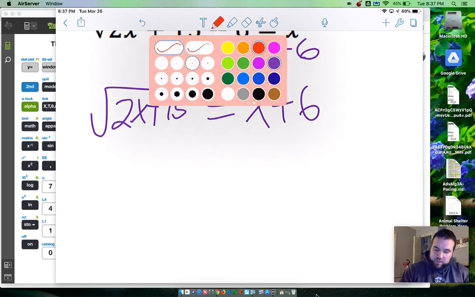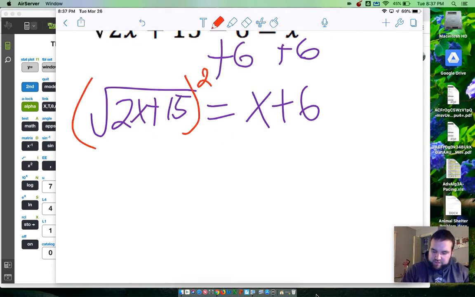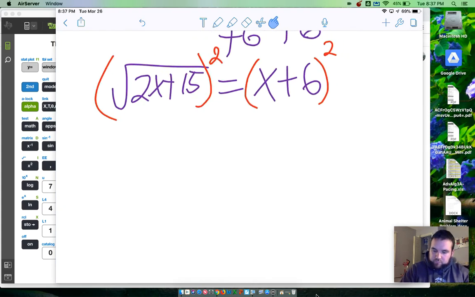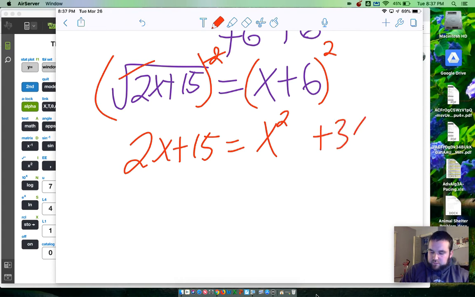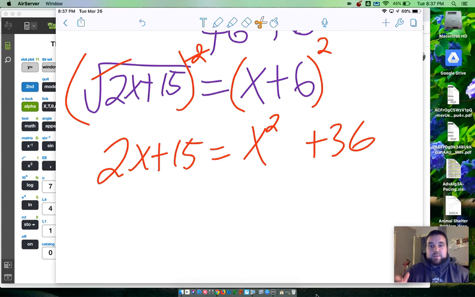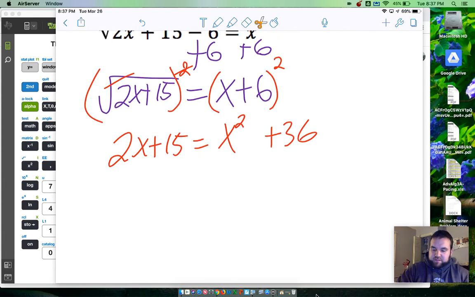Same first step, right? I'm going to take this and square this side, take that and square that side. Again, square root cancels square, and I just have 2x plus 15 over here. This is where please, please, please don't just put x squared plus 36. Someone's going to do it. Don't let that be you. If it happens, it happens, but do your best to not make that mistake.